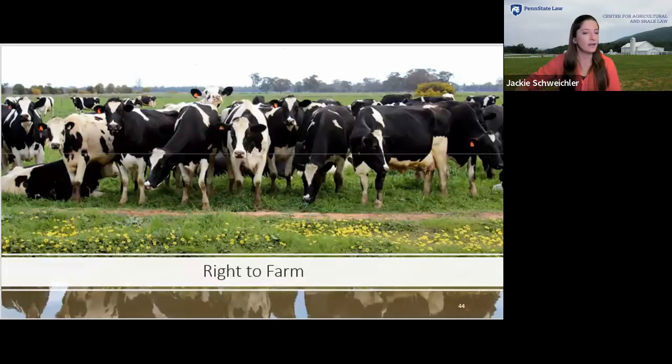Okay. All right, we are moving to right to farm. And again, right to farm is a little different because instead of negligence lawsuits against the landowner, this law is talking about nuisance lawsuits that are going to be brought against the landowner.